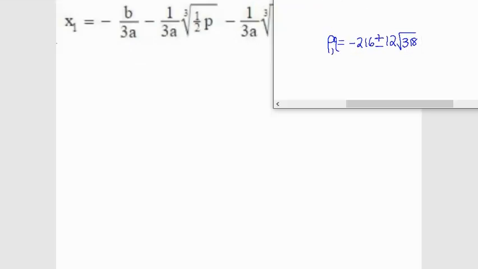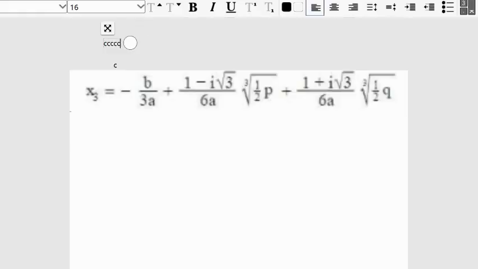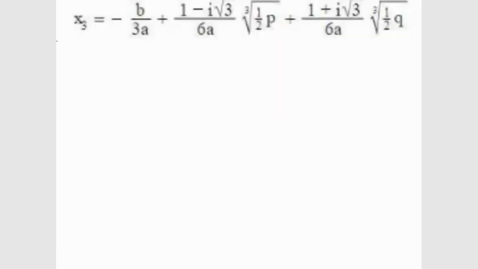And then let's go ahead and copy that to the next page. There we go. Let's move that there. Technical difficulties. There we go.